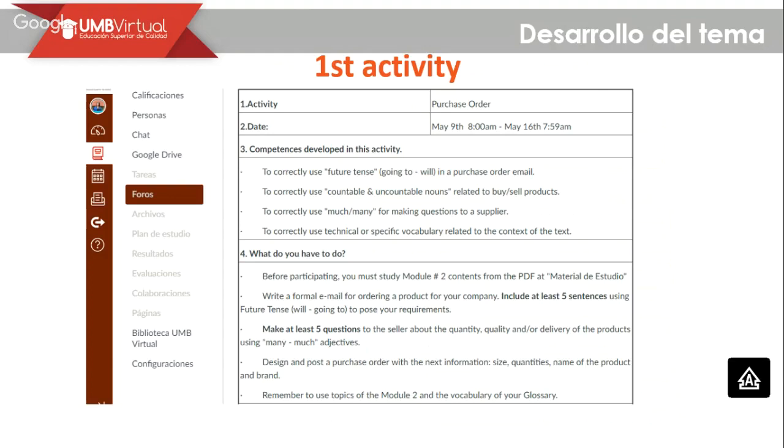Design a purchase order with the next information: size, quantities, name of the product, and brand. Entonces recordemos todas las características que ustedes deben de colocar una vez poseen la información. Entonces tenemos en primer lugar el tamaño, la cantidad, el nombre del producto y la marca. Remember to use topics of Model 2 and the vocabulary of your glossary.